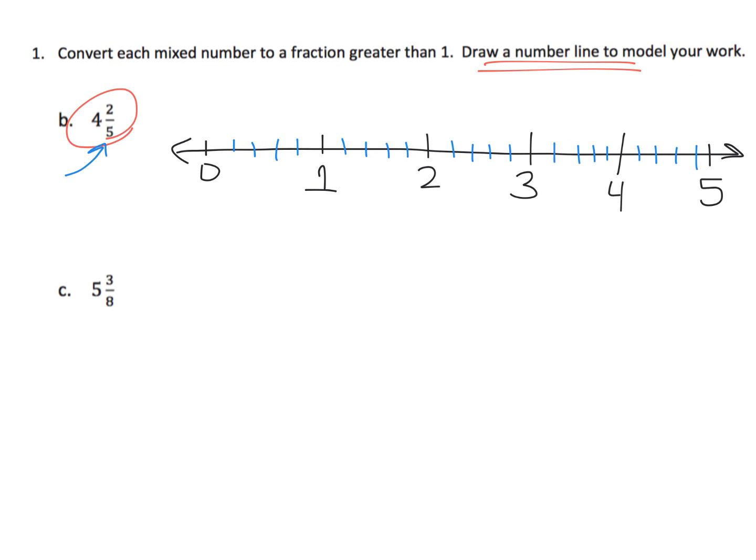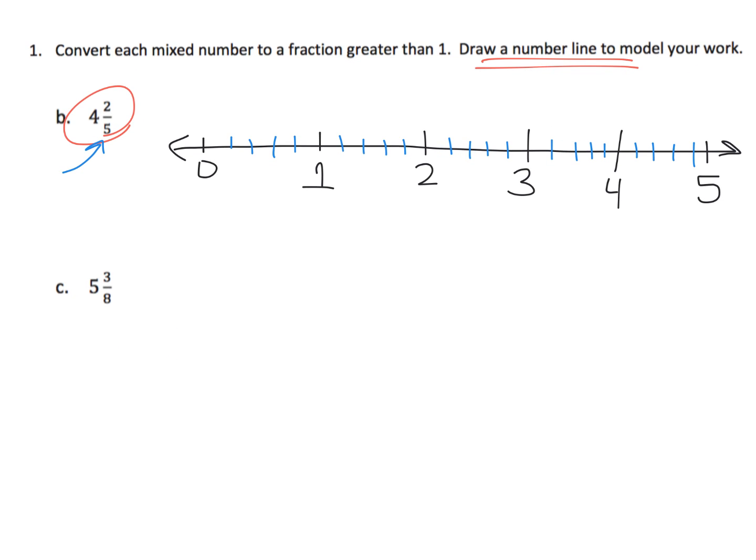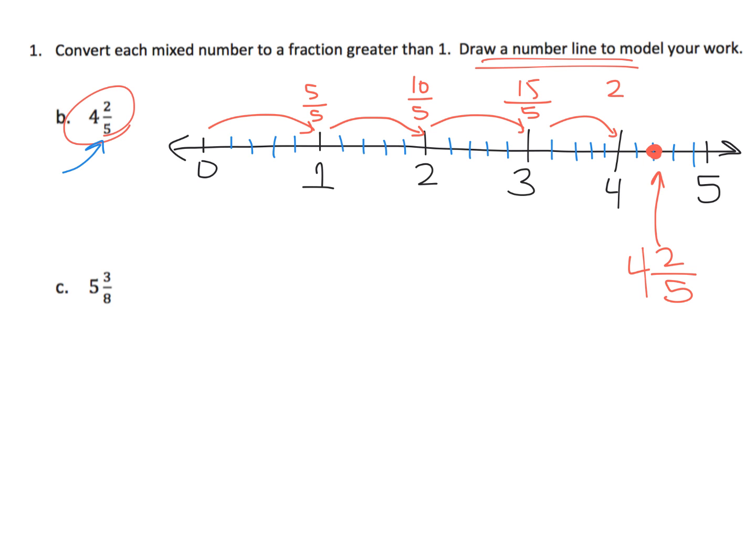All right, so there is our number line again. And so where is 4 2/5? Well, 4 2/5 would live right here. So the idea is now we just need to count. To go from here to here, that's 5/5. Here to here is another 5/5. So that means we're now at 10/5. From here to here is another 5/5, so we're now at 15/5. From here to here is another 5/5, so we're at 20/5.